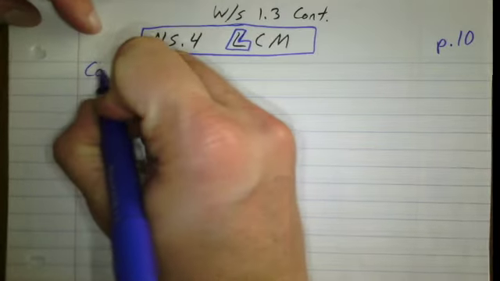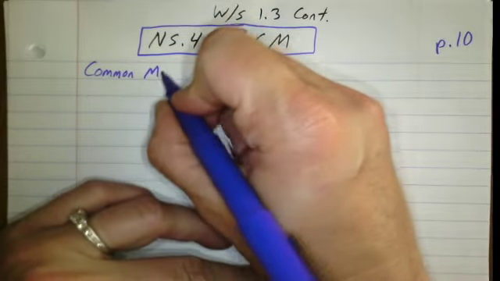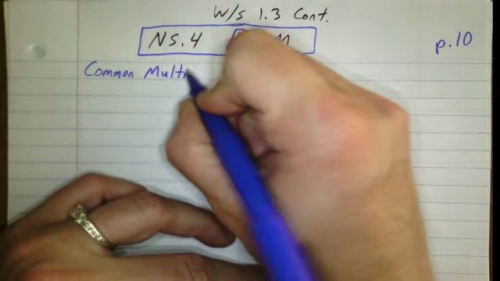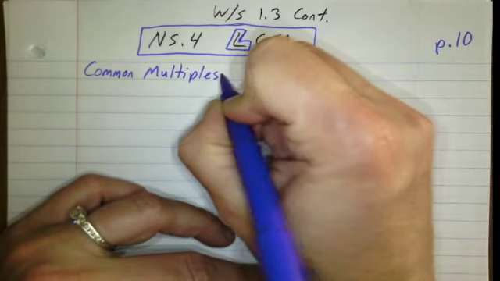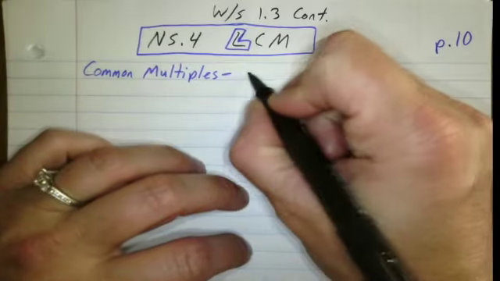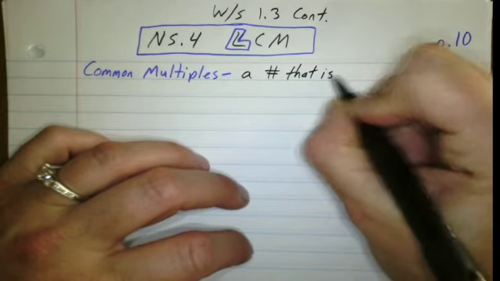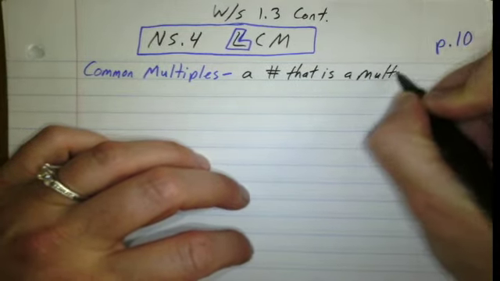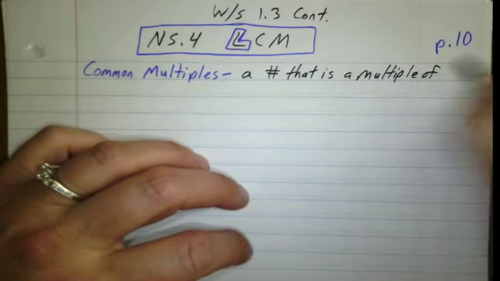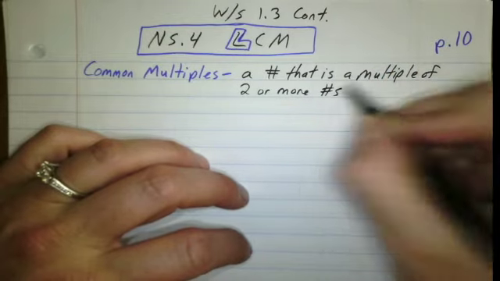So least common multiple, we need to first talk about common multiples, just like we did with factors. So common multiples. Basically, it has to be a multiple of a number, but they also have to have it in common. So it would be like a number that is a multiple of two or more numbers that they have in common.